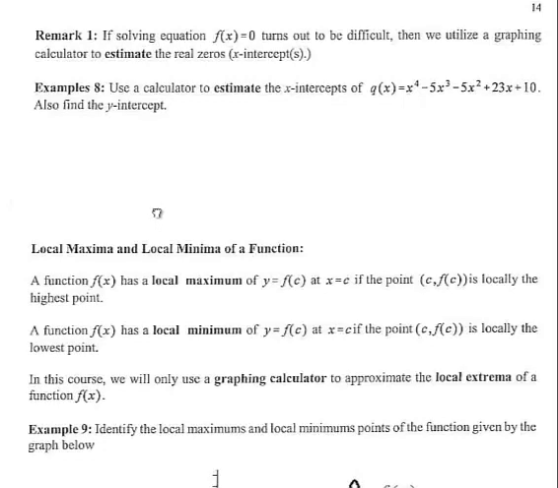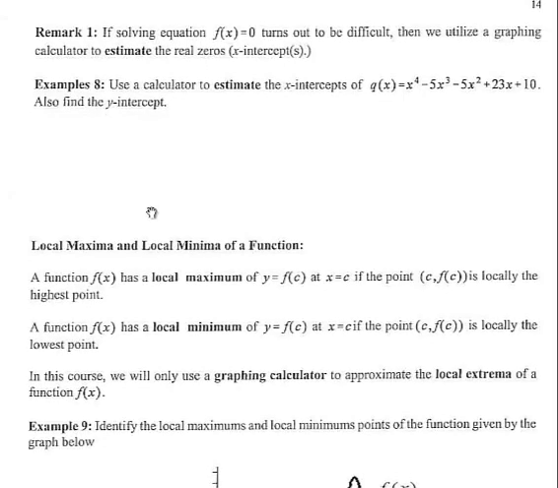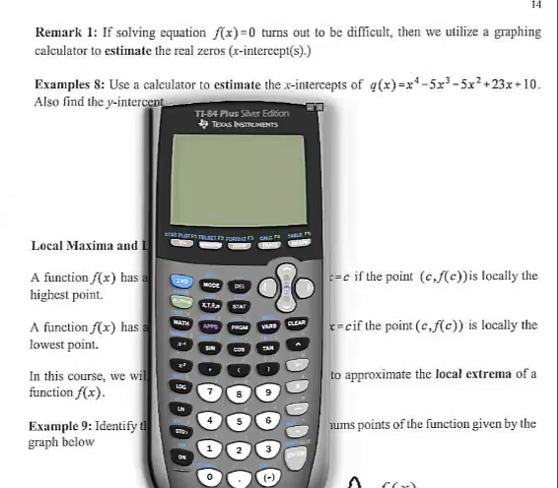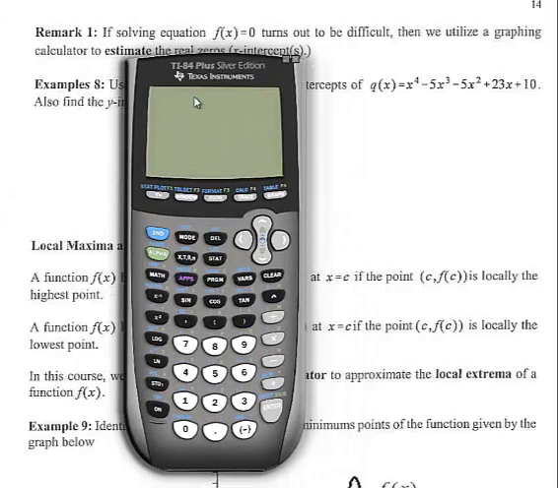Okay, and now instead of a graph, they're telling us to use our calculator to estimate the x and y intercepts of this particular function q. So I'll just simply bring up my calculator, and I'll start typing in the expression for q. I've got an x to the fourth power. Remember, to get out of your exponent, you simply just want to hit the arrow right key.